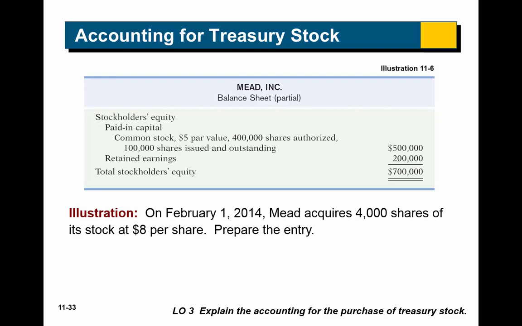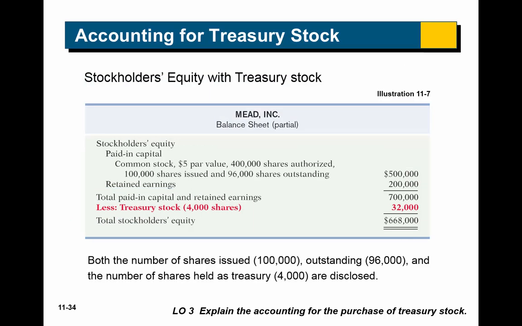So here's an example. February 1st, Mead acquires 4,000 shares of its own stock at $8 per share. To prepare the entry, we simply debit a treasury stock account, 4,000 times 8, so $32,000. And we credit cash because we paid cash to buy those shares. Then our balance sheet will look like this. You see all the information that was there before, and then you say less treasury stock of $32,000, which leaves a total stockholders' equity of $668,000.